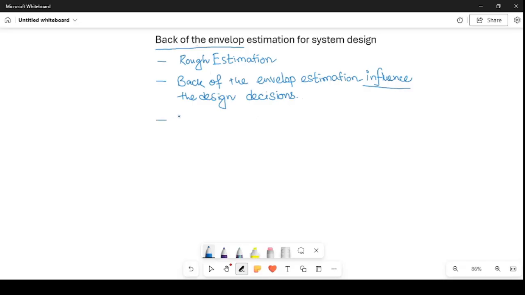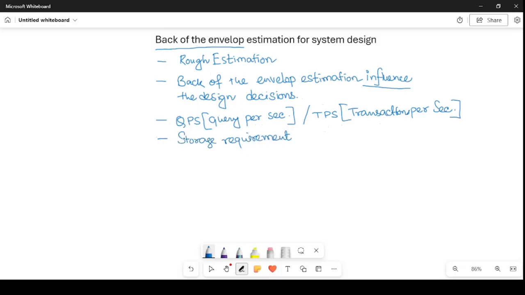Here, basically, we estimate two important metrics. One is QPS, also known as queries per second. We also use TPS interchangeably. The full form of TPS is transactions per second. So we calculate queries per second or transactions per second in order to understand the overall expected system load. Apart from this, we also estimate the storage requirement. Now let's understand QPS or TPS and storage requirement in detail.